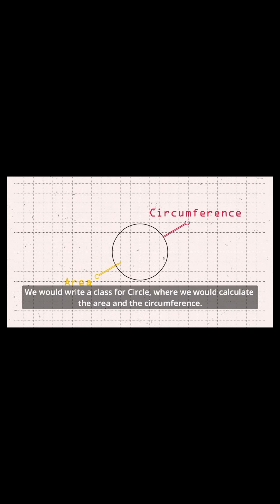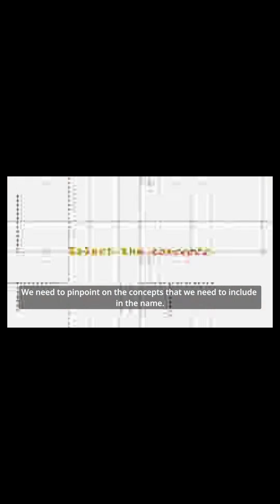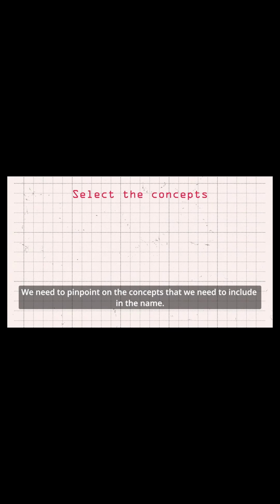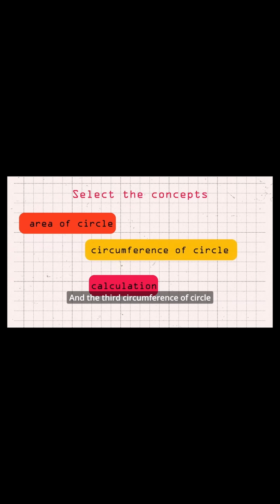We would write a class for circle where we would calculate the area and the circumference. We want to come up with the names for the functions for the calculation of area and circumference. So what was the first step? We need to pinpoint the concepts that we need to include in the name. What are the concepts here? One is the calculation, the second is the area of circle, and the third, the circumference of circle.